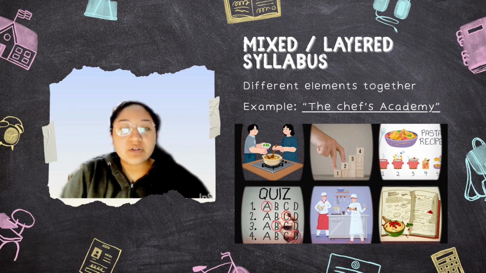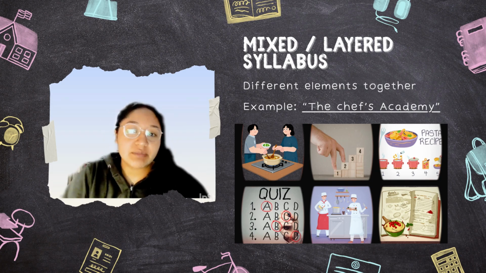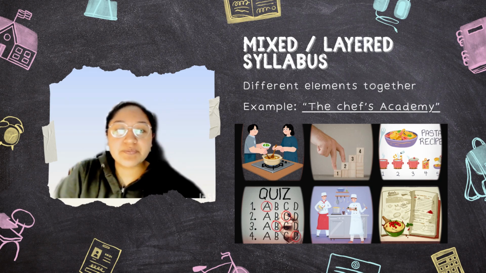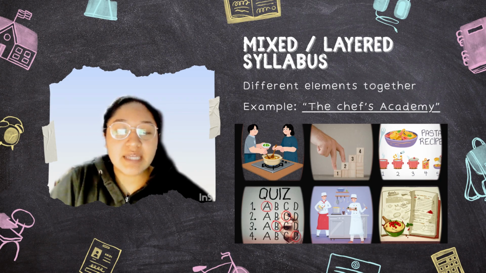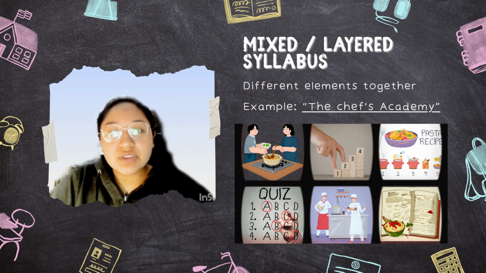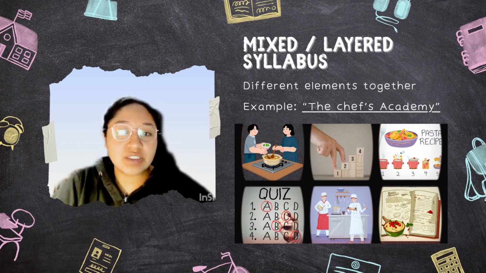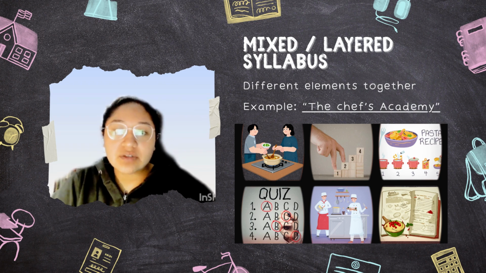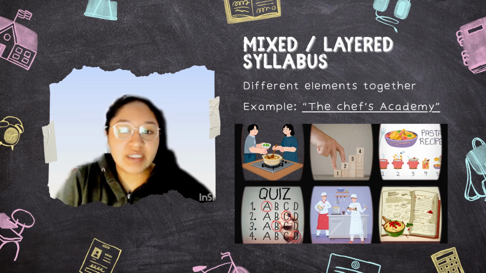The mixed or layered syllabus. This is a multi-dimensional approach that layers different elements together. For example, we have the unit called the Chef's Academy. We combine two layers: the topic, cooking, and the vocabulary, kitchen tools, and the second layer is the grammar, the sequence markers, like first, next, finally.